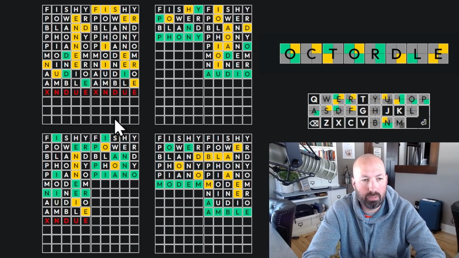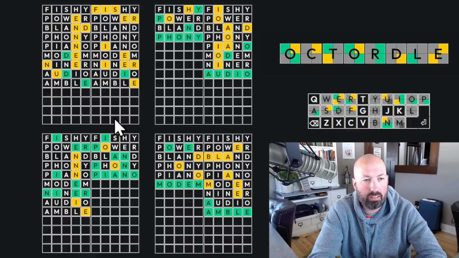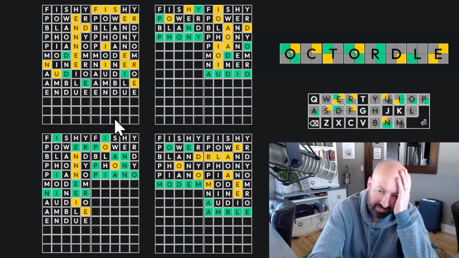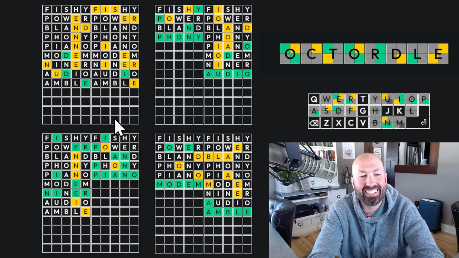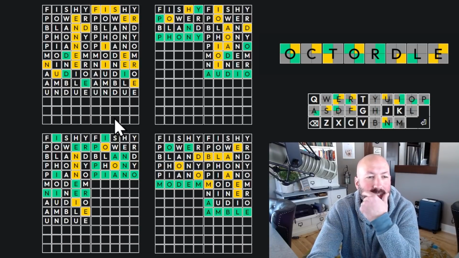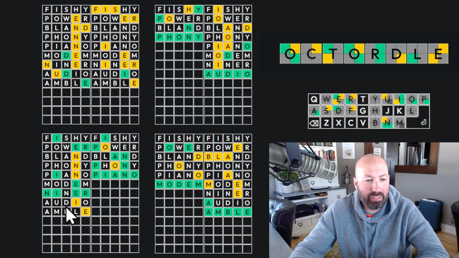What else is gonna be at the beginning? And it would have to be E or U, and it can't be undo. Oh, that's a word apparently? Oh no. Undo. Is it undo or is it undo? Okay. So let's save that one.